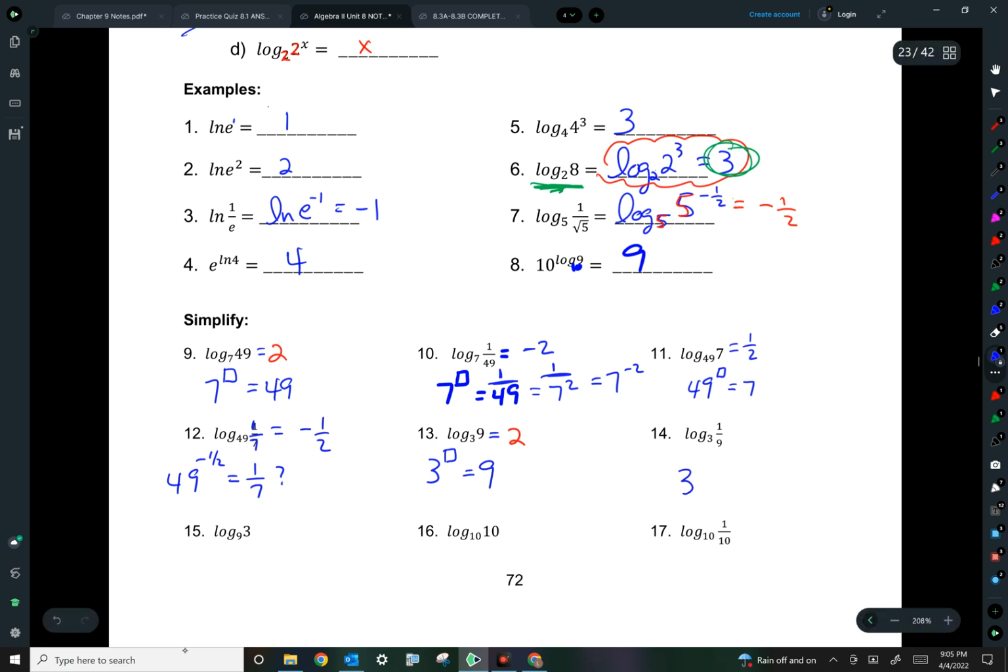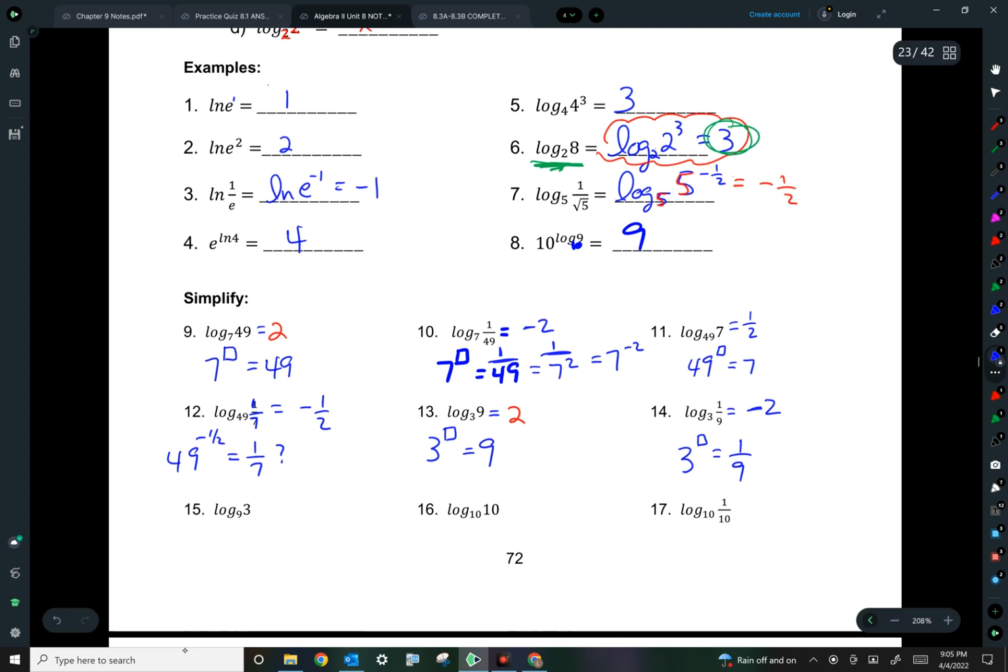Okay, what about this one? 3 to what power equals 1/9? Well, the fact that it's in the denominator means my exponent is negative. 3 to what power is 9? Isn't it 3 squared? So the answer is -2. Okay, on this one, 9 to what power equals 3? Well, in order to turn 9 into a 3, wouldn't you have to take the square root? And doesn't square root mean exponent of 1/2?